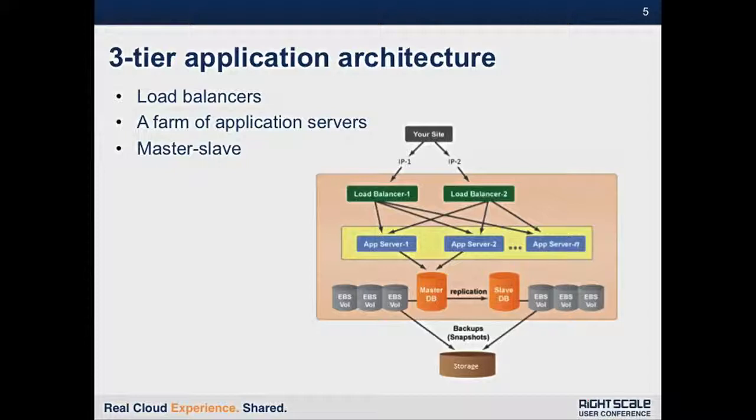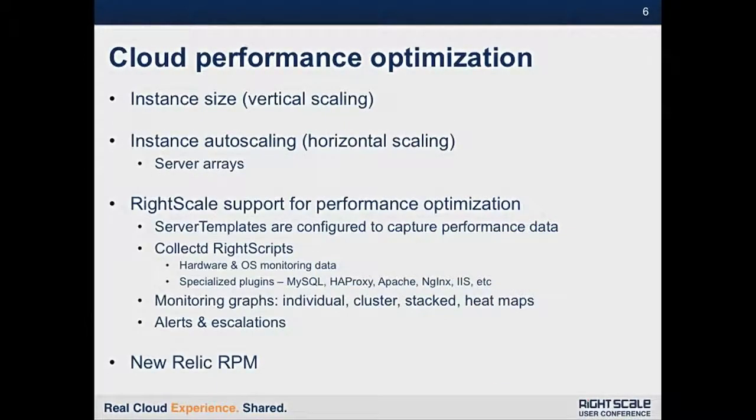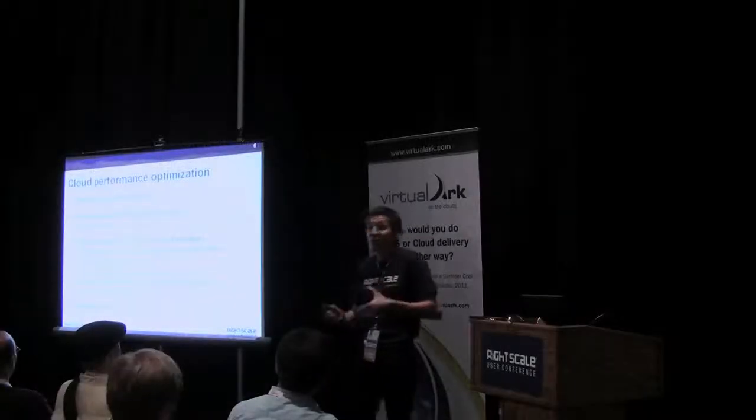So it's something that you guys should be very familiar with. The dimensions of doing cloud performance optimizations that you have easily available through the dashboard in RightScale is that you can do vertical scaling. That is, you can change your application and go to a server that has more capacity.